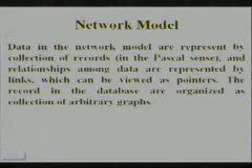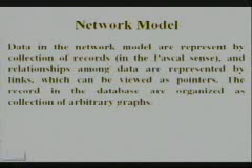Data in the network model are represented by a collection of records, just the way you define records in COBOL or assembly, where you define a number of records to describe the information about a particular object or entity. The relationships among data are represented by links, which can be viewed as pointers. The records in the database are organized as a collection of arbitrary graphs. It's very similar to what we call the ER diagram, but it is a much more complex way of representing the information.